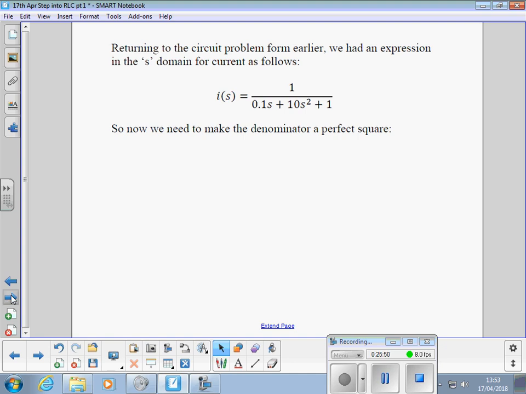Okay, if we now return to the circuit problem we had earlier, where we had an expression for the current that was I(s) is 1 over 0.1s plus 10s squared plus 1. We now need to make the denominator into a perfect square to solve this problem, because then we can make it look like omega over s plus a all squared plus omega squared. So what do you think the first thing we need to do to that expression is?